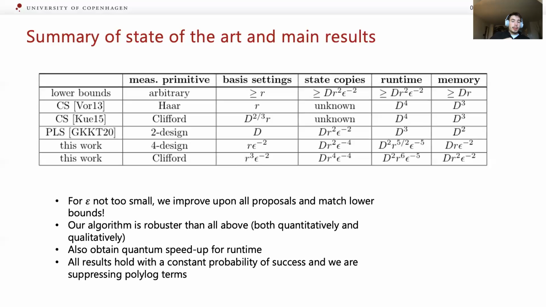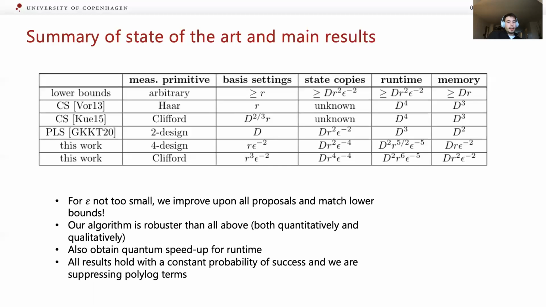So, and importantly, our algorithm is also more robust than all of the above. For these algorithms I mentioned before, like compressed sensing and projected least squares methods, it is difficult to prove that they are robust. And as I'll show you later, in practice, at least compressed sensing is not as robust as our method.